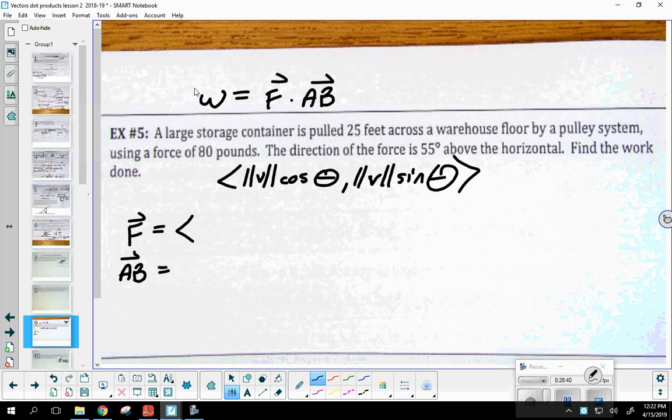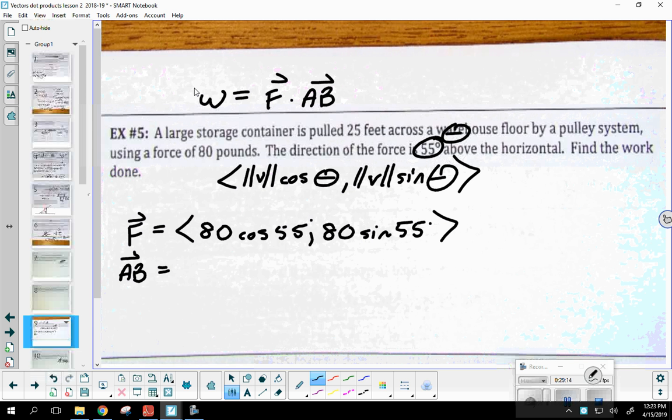Well, how much force is being used to pull the container across the floor? So what number would represent the magnitude of the force? 80. We're using 80 pounds of force. Now, does it tell me theta? Yes, 55, so I know that's theta. So I'm going to say 80 cosine of 55. What do you think the second part here is going to be? 80 sine of 55.